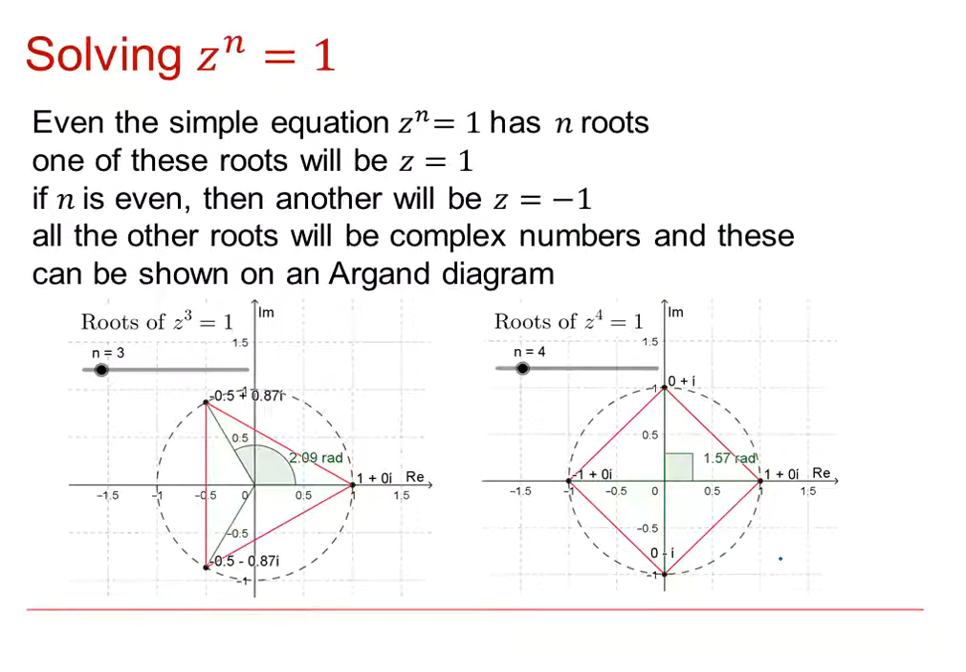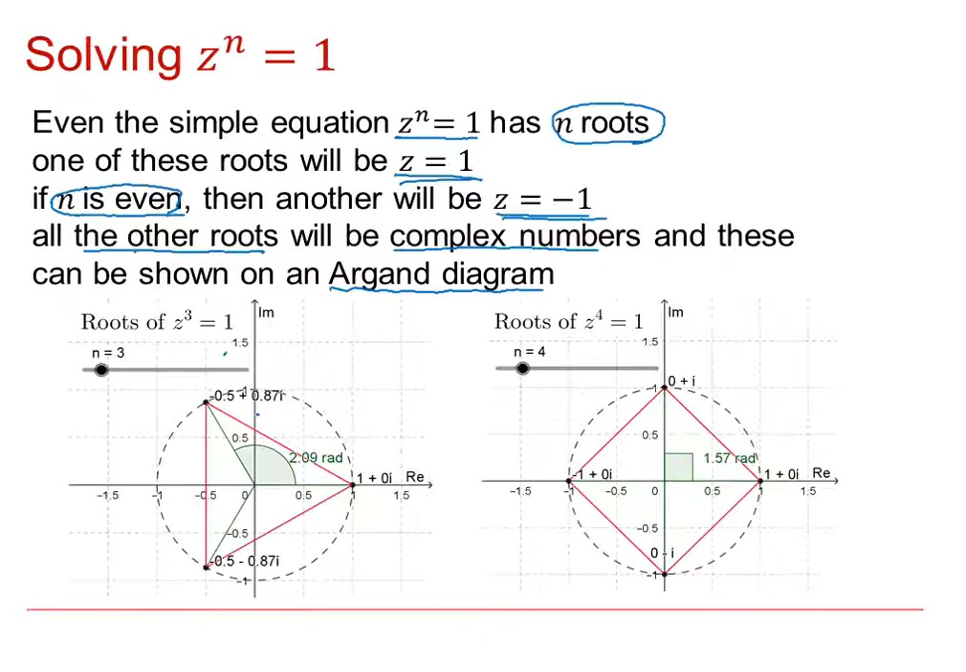So if we look at z to the n equals 1 in a little bit of detail, even this simple equation z to the n equals 1 will have n roots. One of the roots is obviously going to be z equals 1. I think we can get that by inspection. But there's a few other interesting things to be aware of, and we're going to look at these in a bit more detail in a moment. For example, if n is an even number, there'll also be another root at z equals minus 1. Perhaps not obvious at first is that all the other roots will be complex numbers, and that these complex numbers will spread themselves around on an Argand diagram.